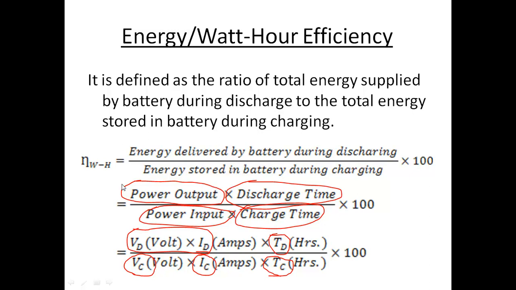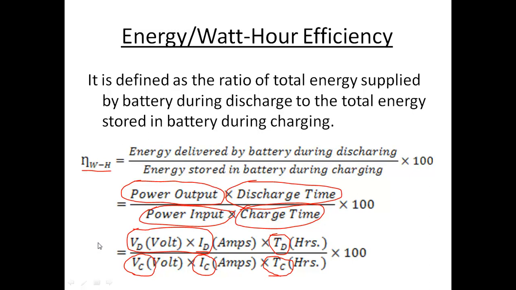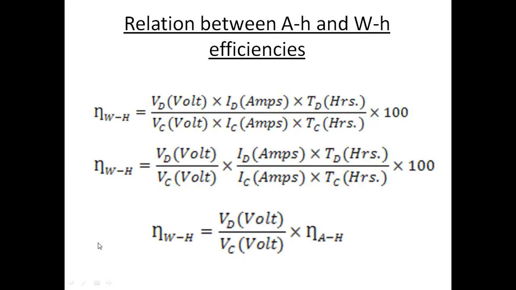So it is written as eta WH, watt hour. The earlier efficiency was written as eta AH, ampere hour. Now we can clearly see that the two ratios have some terms in common, and therefore we can establish a relation between the ampere hour efficiency and watt hour efficiency. So this is the relation between ampere hour and watt hour efficiency.